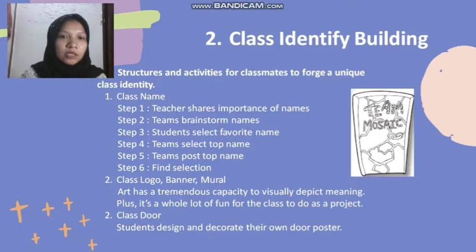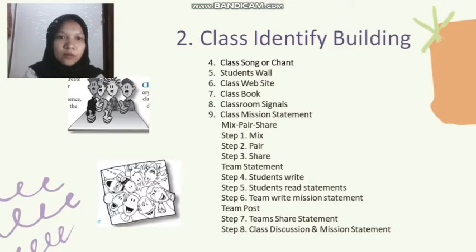Next is class logo, banner, mural. Art has a tremendous capacity to visually depict meaning. Plus, it's a whole lot of fun for the class to do as a project. The next is class door. Students design and decorate their own door poster. And the next is class song or chant. Next, student wall. Next, class website, class book, classroom signals, and class mission statement.